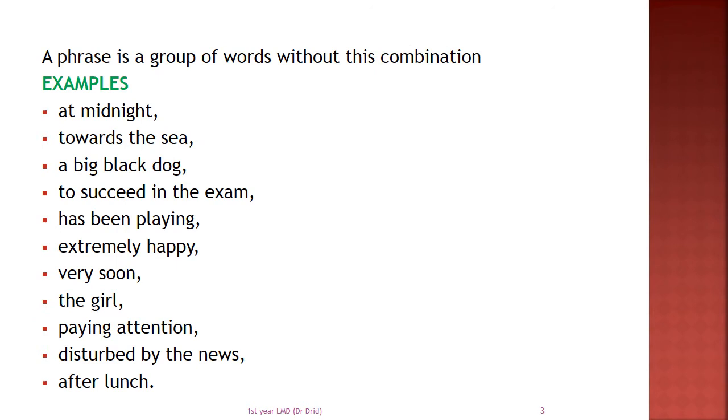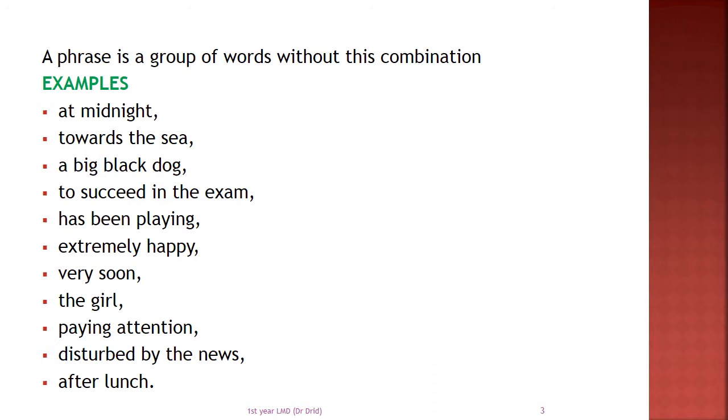Now we try to define what a phrase is. A phrase is a group of words without a subject-verb combination. Examples: at midnight, towards the sea, a big black dog, to succeed in the exam, has been playing. Here you notice that we have a verb, but there is no subject. Extremely happy, very soon, the girl, paying attention, disturbed by the news, after lunch.